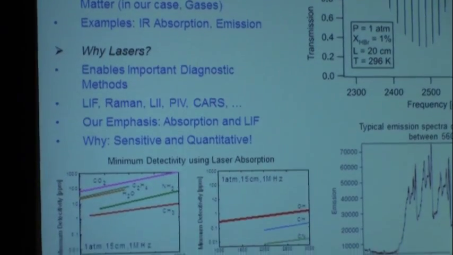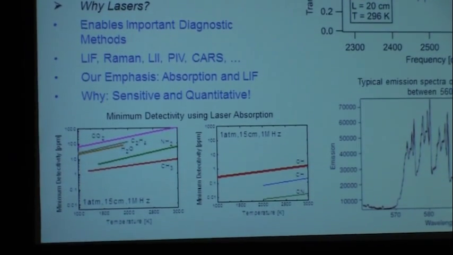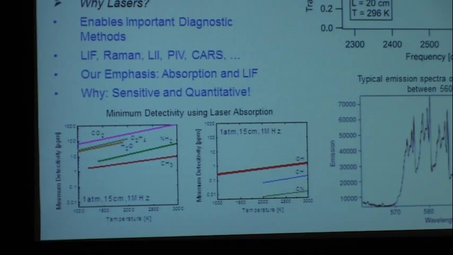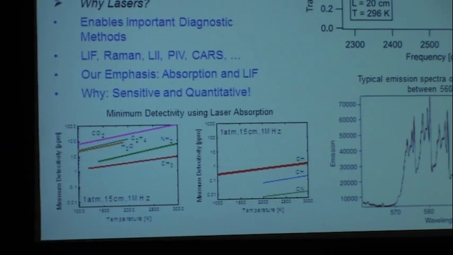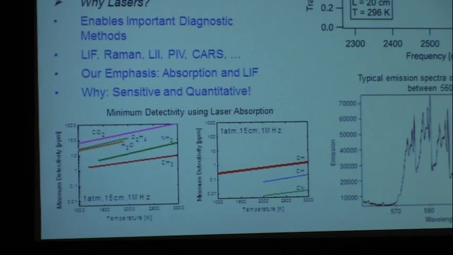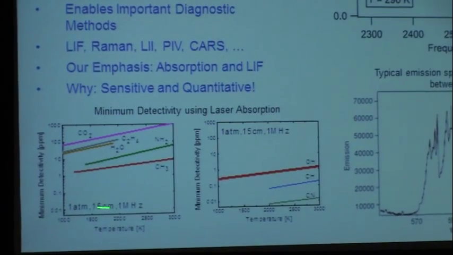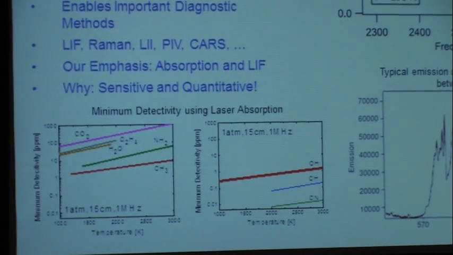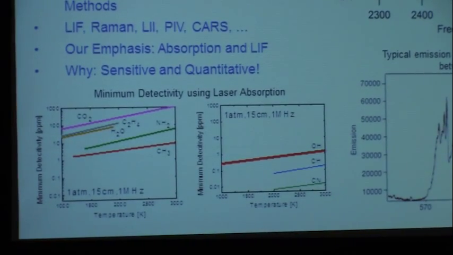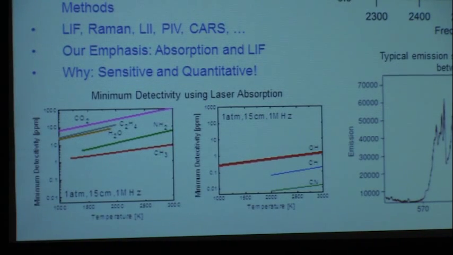This is, and I don't know if you'll be able to read this, so you don't have to really read it. I can explain what we're seeing. This is a plot of the minimum detection limit, in parts per million, versus temperature from around 1,000 to 2,000 degrees for different species. What it's going to show you, if you can read it, is that by absorption of light, we can detect parts per million of these species.